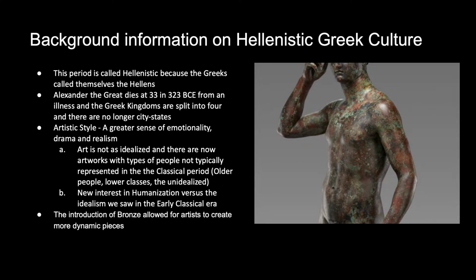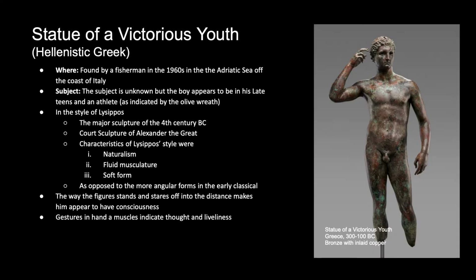The style overall just has a greater sense of emotionality, drama, and realism. We see that there is a new interest in humanization versus the idealism that we saw in the early classical era. One of the greatest differences from the other periods to the Hellenistic period of Greek culture is the introduction of bronze. We figured that this allowed for more dynamic pieces. The material bronze is much stronger than stone and is extremely malleable. The molten liquid will take the form of any mold it is poured into, allowing the figures to be more realistic and more fluid. This, in turn, allowed artists to create more pieces with just a greater sense of movement, leading to more dynamic art.